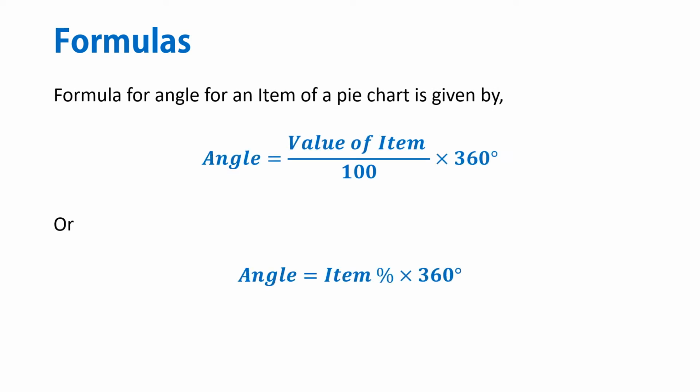The formula for the angle for an item of a pie chart is given by: angle equals value of item divided by 100, then multiplied by 360 degrees, or angle equals percentage of item multiplied by 360 degrees. We can use either of these two formulas according to the given information. If values of items are given, we use the first formula, and if percentages of items are given, we use the second formula.